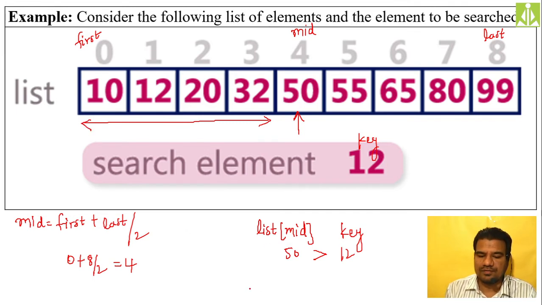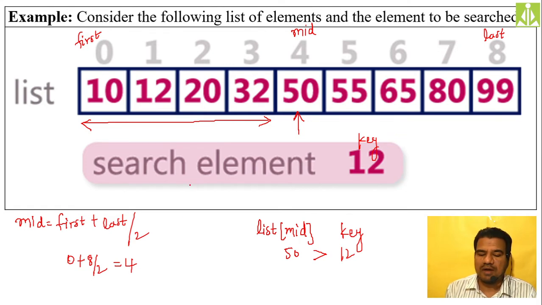If the key exists in the list, it will be in the first half only, because the complete list is already in sorted order, and we did the comparison with the mid value and found that the key value is lesser than the mid value. So we have to focus only on the first half, because the second half will have values which are greater than 50. But our key value is lesser than 50. So we have to go only with this portion. We should not go with this second portion.